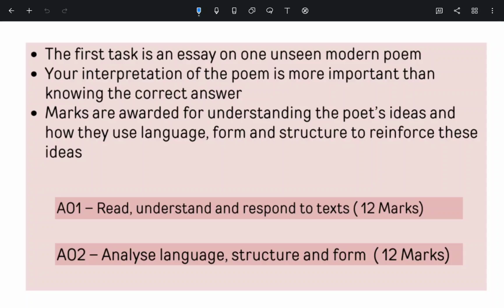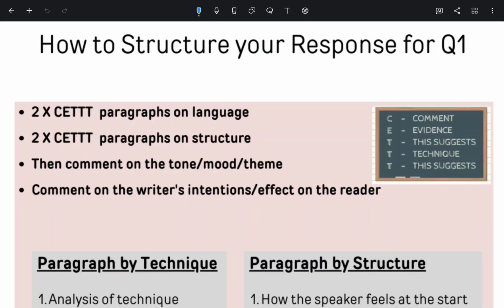So in order for you to do that, you need to know the assessment objectives. AO1, read, understand, and respond to text, which is worth 12 marks. And AO2 is to analyze language, structure, and form. These are the 2 sections, 2 parts of the mark scheme that you all need to adhere to in order for you to score the top marks. So if you need to, take a screenshot because this is super important.